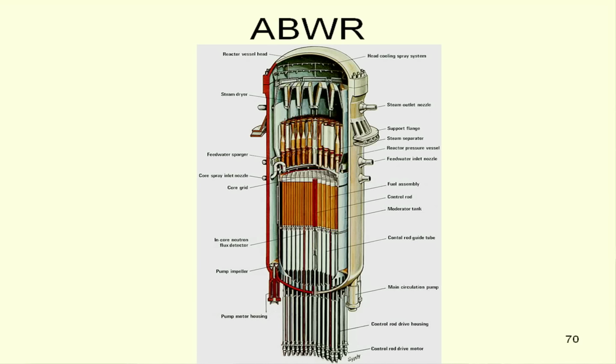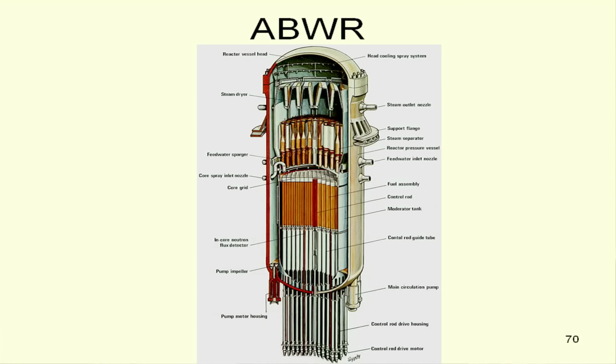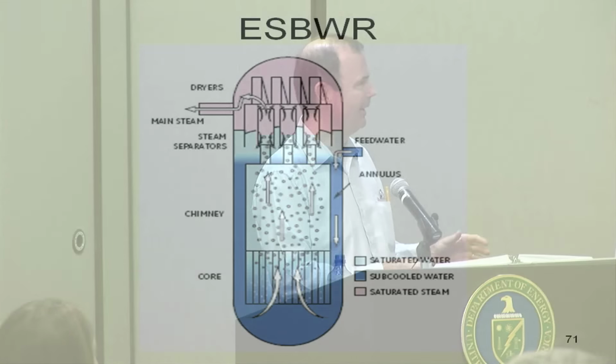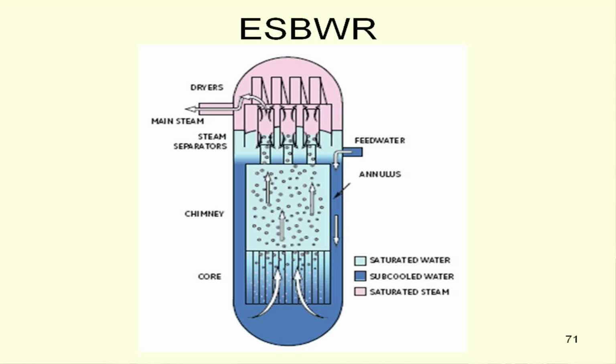This is the ABWR, and this is what I mean. These are the recirculation pumps, and well, it's not a pipe, but it still looks like a penetration in a pressure vessel to me. So I'm slightly skeptical of that, but all the rest of it is fairly much the same. And the ESBWR, of course, doesn't need the recirculation pumps because it's natural. I'm sort of amazed this reactor works, but it's far enough along in design that I've got to believe it does.